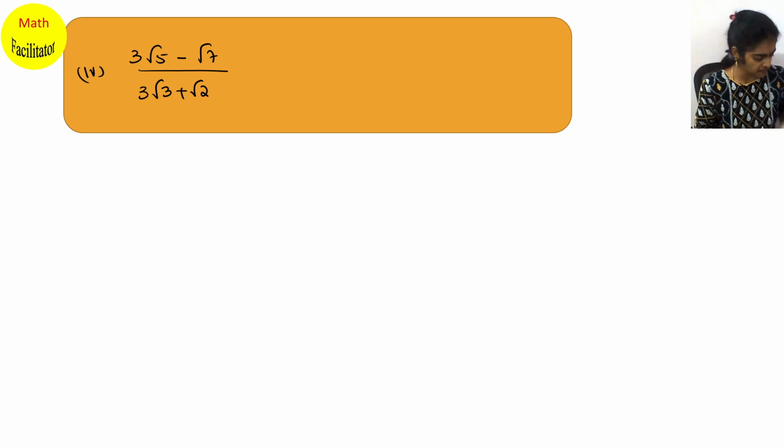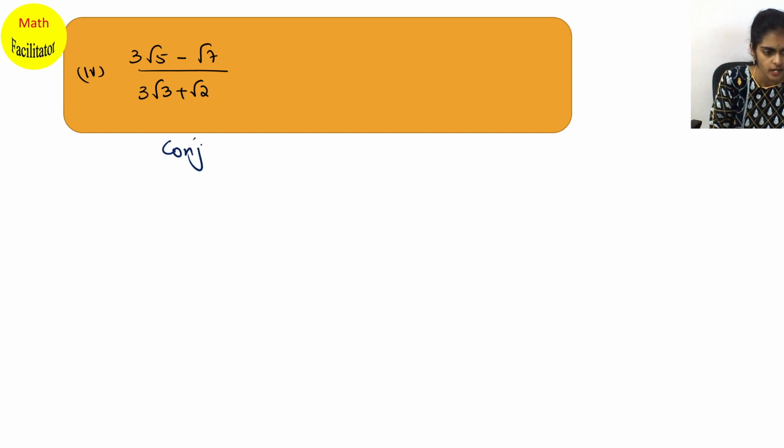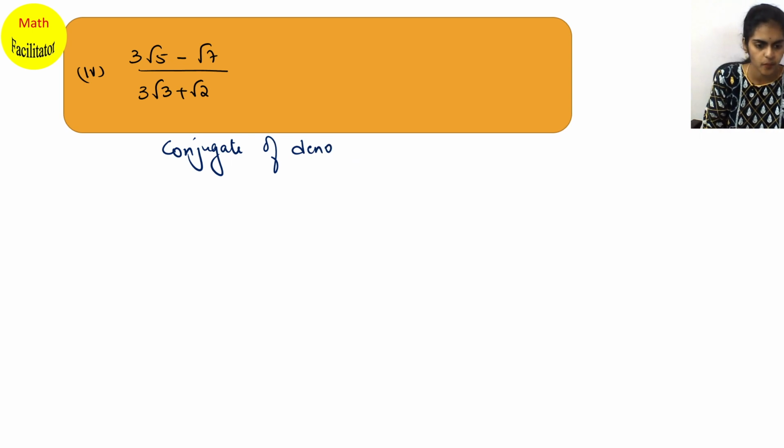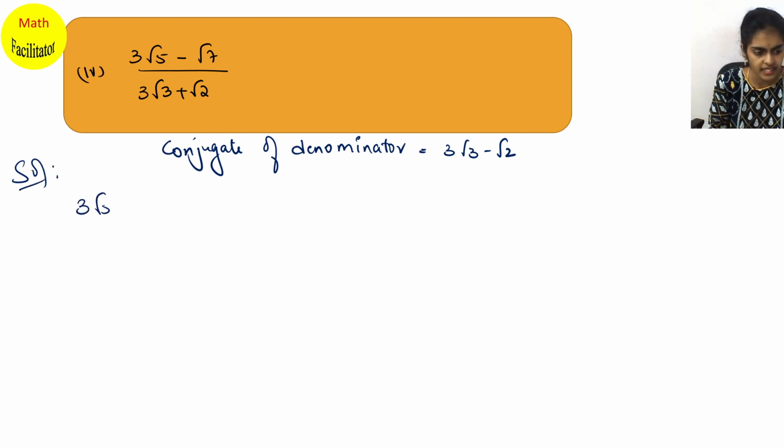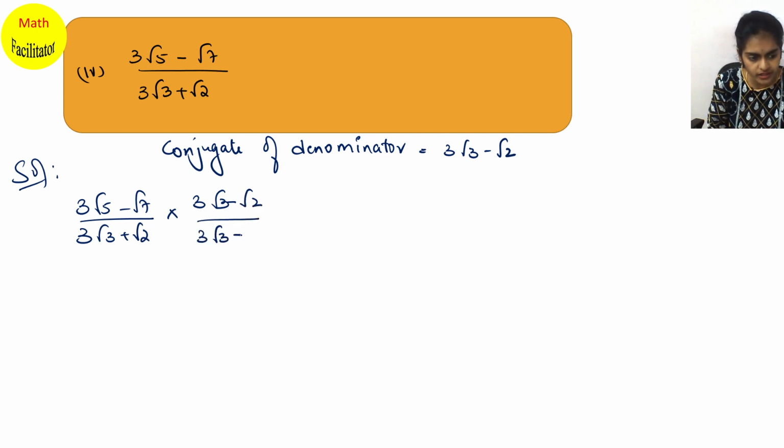In the next question, you have 3 root 5 minus root 7 divided by 3 root 3 plus root 2. Okay. So let us write the conjugate. Now what is the conjugate of denominator? Conjugate of denominator is 3 root 3 minus root 2. Okay. So now let us multiply and divide the given term by the conjugate of the denominator. Conjugate of denominator is 3 root 3 minus root 2 divided by 3 root 3 minus root 2.